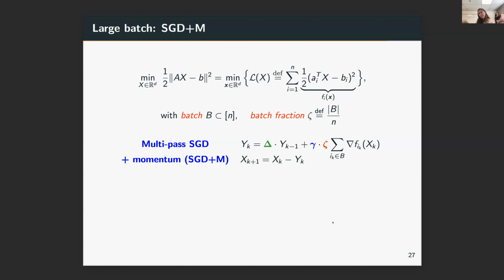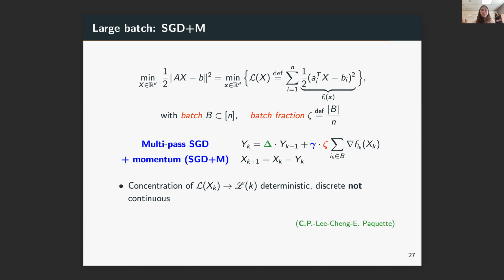You can also do this for momentum and look at momentum parameters. Here, I'm going to actually do a batching effect. So I'm not just going to use a single index. I can use a batch of indices to create my estimate for my gradient. You still get the same concentration. The main difference here is that things are not continuous, they're in discrete time.